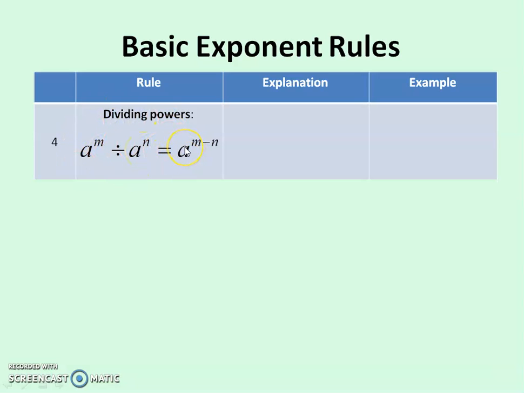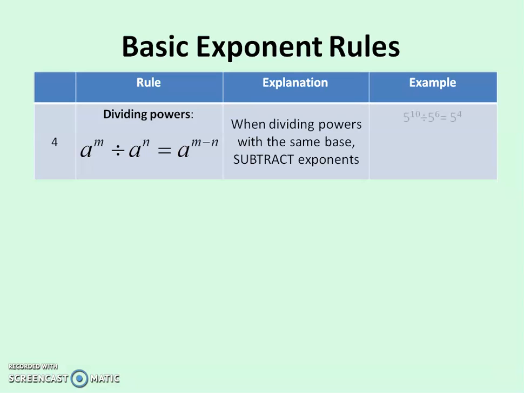will be the same base, and my exponent will be the difference, subtracting the two individual exponents. So again, that's true whether I have a numerical or a variable base. So here I didn't divide the 5s, 5 to the power 10 divided by 5 to the power 6. Those aren't coefficients, they're bases, and this is how I deal with those.